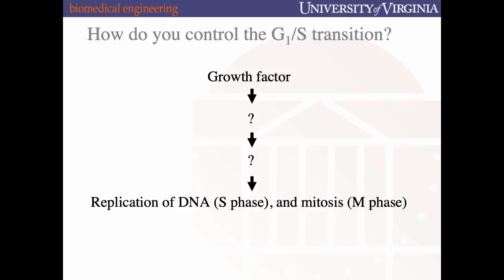Thus, next class, our goal is to fill in the gaps here, the question marks, from how a cell, when it receives a growth factor stimulus from the extracellular environment, processes that information intracellularly at the level of cell cycle regulation and the G1 to S transition to go in and replicate DNA at S phase and then undergo a round of mitosis during M phase.